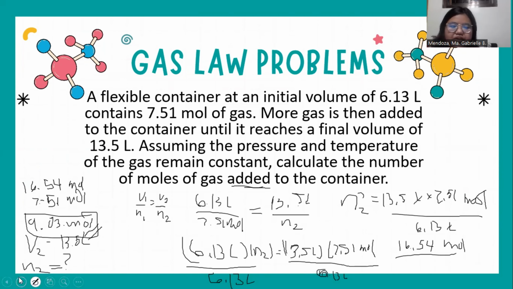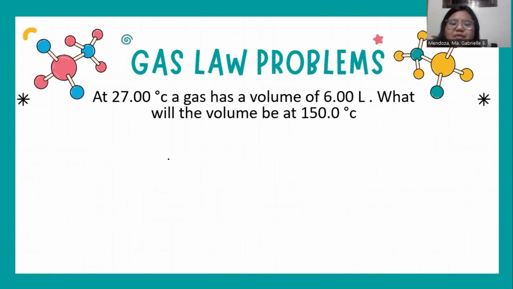So, yun. Next problem. At 27 degrees Celsius, a gas has a volume of 6 liters. What will be the volume at 150 degrees Celsius? So, dito, ang gagamitin naman natin sa gas law is yung Charles law. Why? Kasi naka-indicate sa Charles law na pressure is constant. Since pressure is constant, temperature and volume are directly proportional with one another.